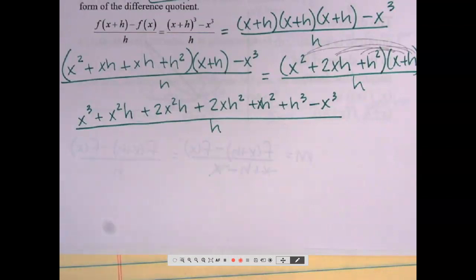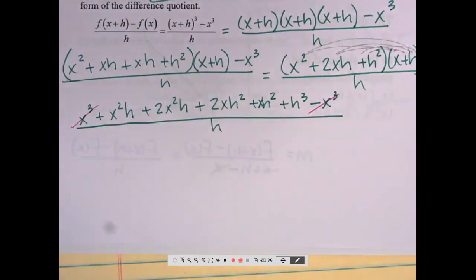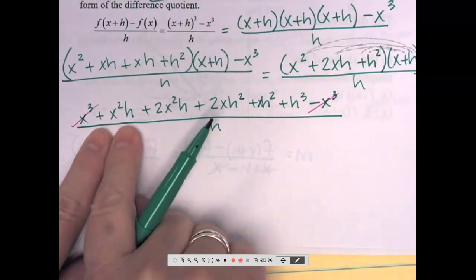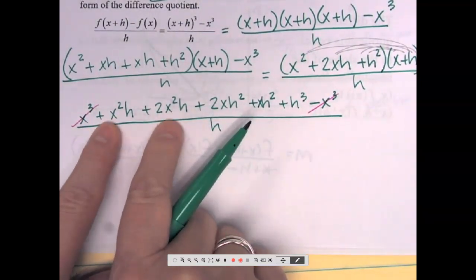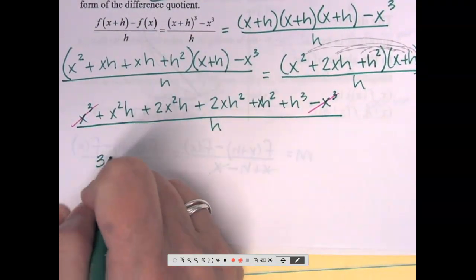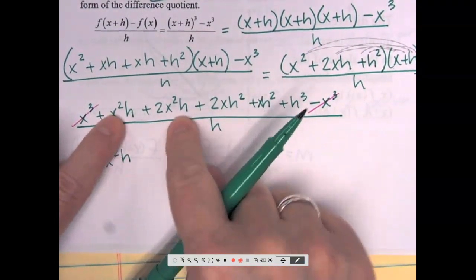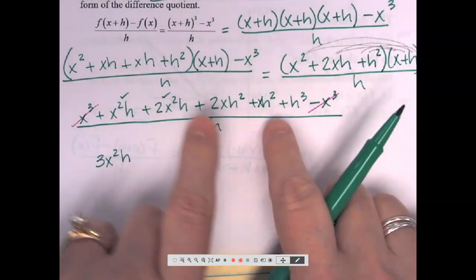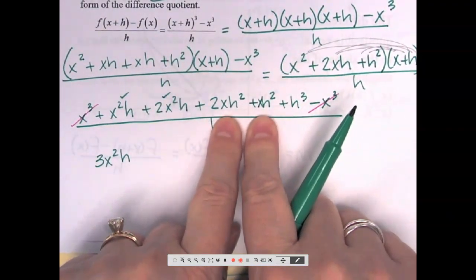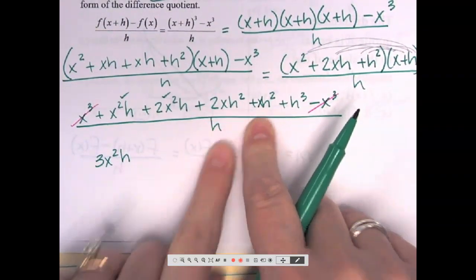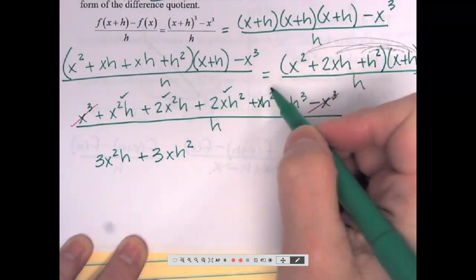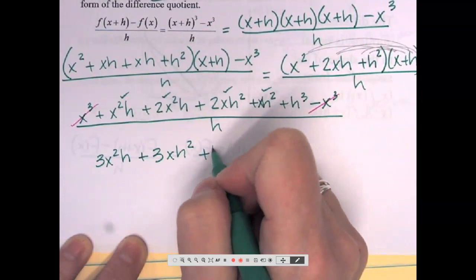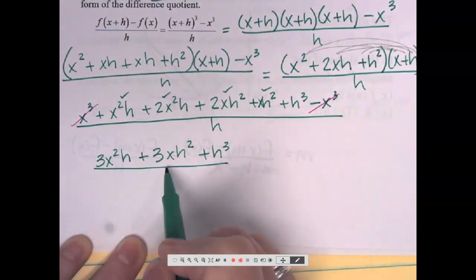Okay, we do have some like terms. I see this x cubed. I can get rid of that. Do I have any other x squared h's? Yes, right next door. So that's 1 of those plus 2 of those is 3 of those. Now these are like terms. I have 2xh squared plus 1xh squared is 3xh squared. Now I have the h cubed, and all that is over h.